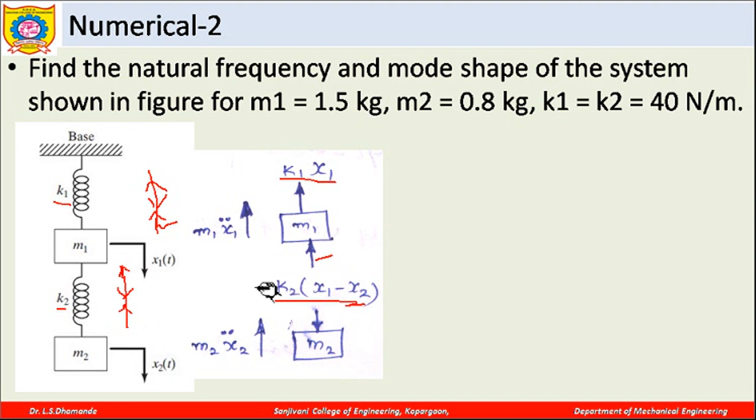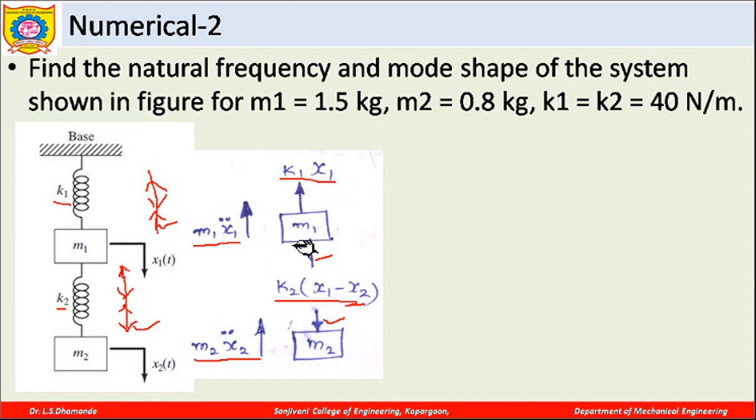Similarly, if I consider this mass m2, what are the forces acting on this mass? There is only one force, which is nothing but the opposite of this, acting in the downward direction. So this force is acting over mass m2 and is represented here, whose magnitude is equal to k2 into (x1 minus x2). And as the motion of the first mass is downward, the inertia force will act in the opposite direction, that is, magnitude m1 into x1 double dot. Similarly, this also has motion in the downward direction, so its inertia force will be m2 into x2 double dot in the upward direction.